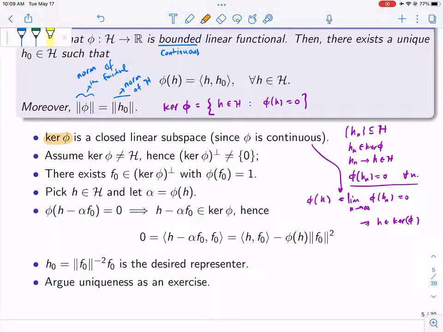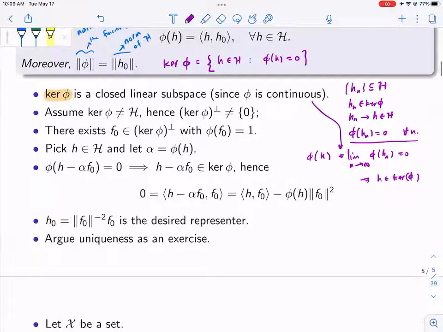So pick any h in H and let alpha be phi of h. Then we look at phi of h minus alpha f naught. So this is 0. Why is it 0? By linearity, this is phi of h minus alpha phi of f naught. And by the way we defined it, this is 1 and this is alpha, so this whole thing is going to be 0. So this means that this guy is in the kernel of phi.